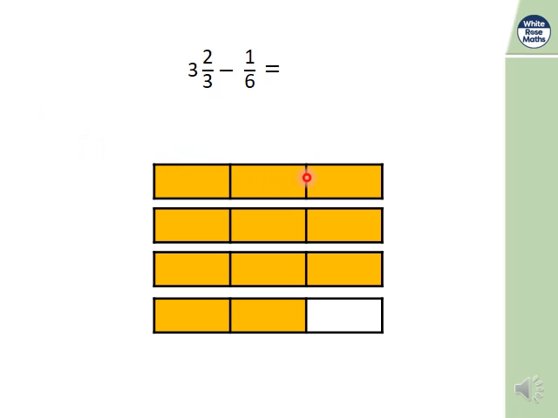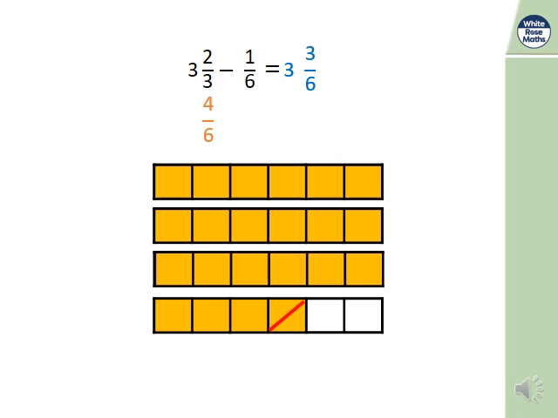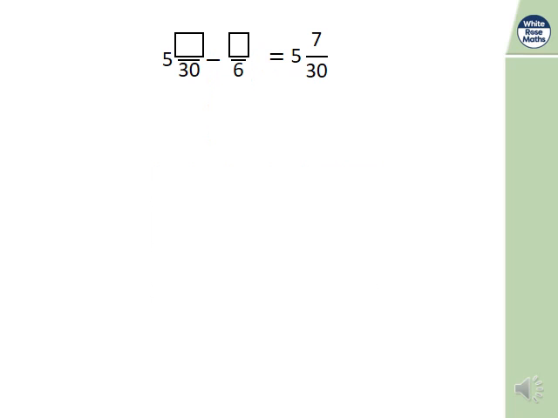Well, here we have our 3 whole kilometres and 2/3 of a kilometre, and we have to take away 1/6. So our denominators are not the same. So if we were to do fraction bars, we could split them into our sixths. So now we have 3 wholes and 4/6. And if we were to do that, we could take away our 1/6, and that would leave us with 3 wholes and 3/6. And 3/6 is the same as a half, 3.5 kilometres to run.